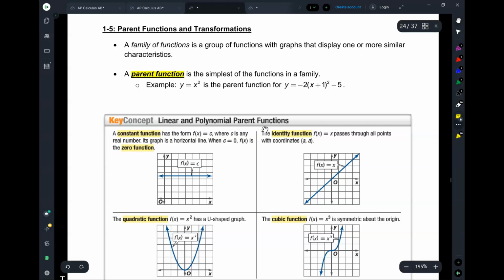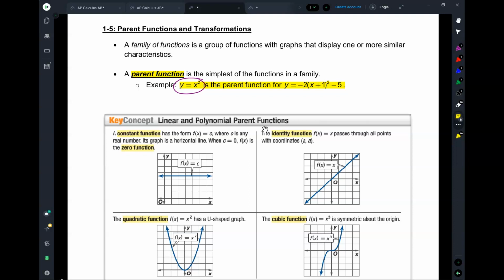And the parent function is actually the most basic form of that function, right? So for example, if we take the family of the quadratic functions, y equals x squared is the basic form. We call that the parent function, right? And then all these other quadratic equations are derived from that one parent function, x squared.